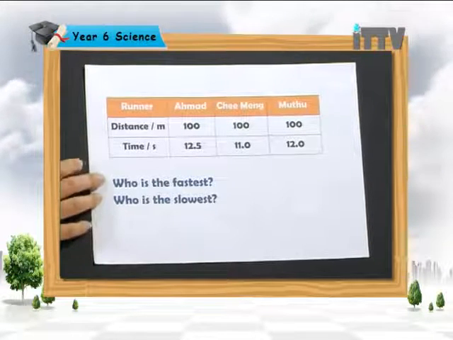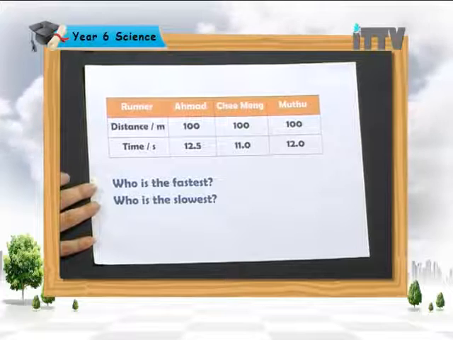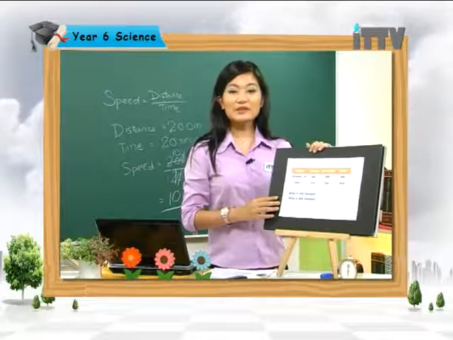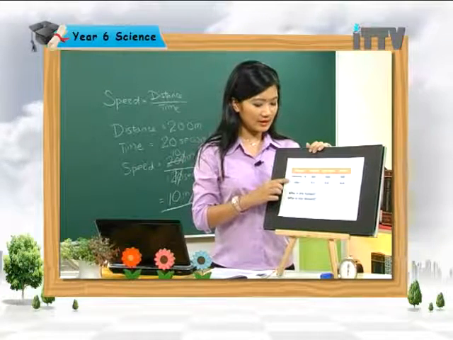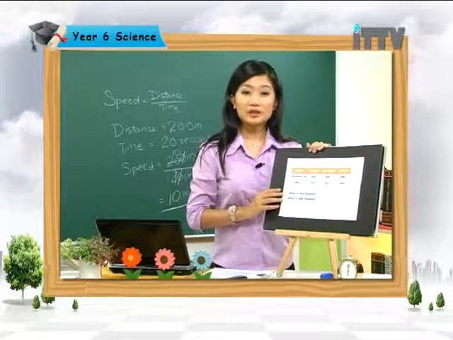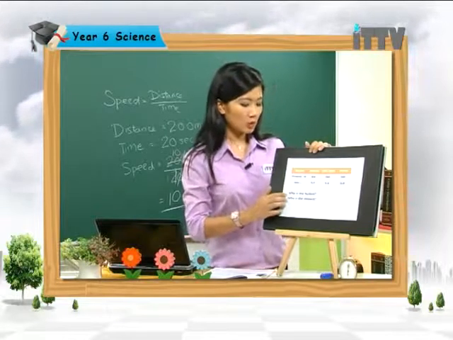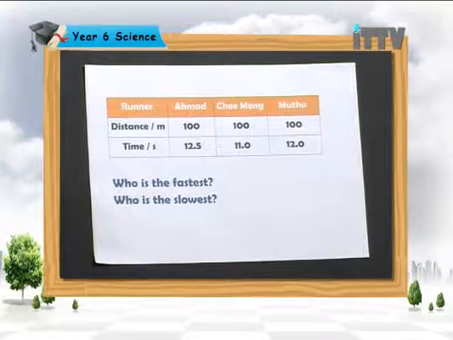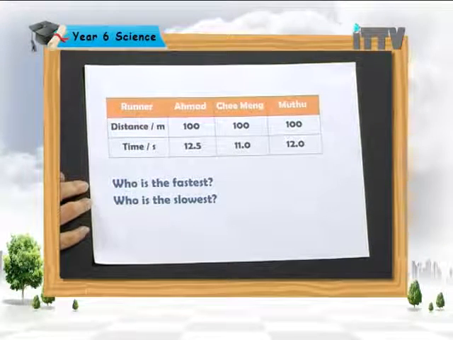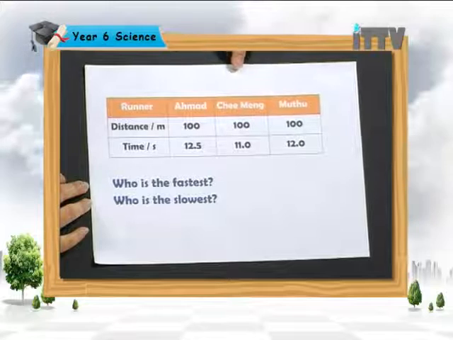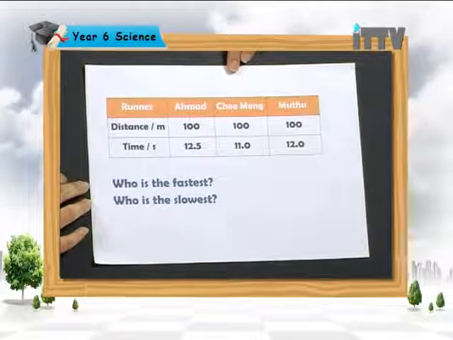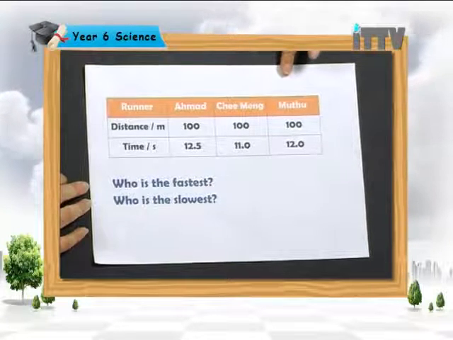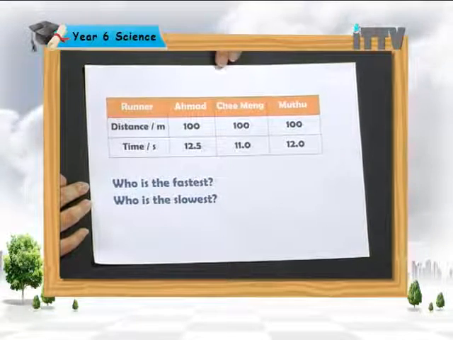So the question asks, who is the fastest? From just now we know that a faster runner runs a given distance in a shorter time, right? Okay, so who is the fastest runner? Who takes the least time to run 100 meters? It's obvious. Who? Is it Ahmad? No, he took 12.5 seconds. Chiming, 11 seconds, or Mutu, 12 seconds. The answer is Chiming.